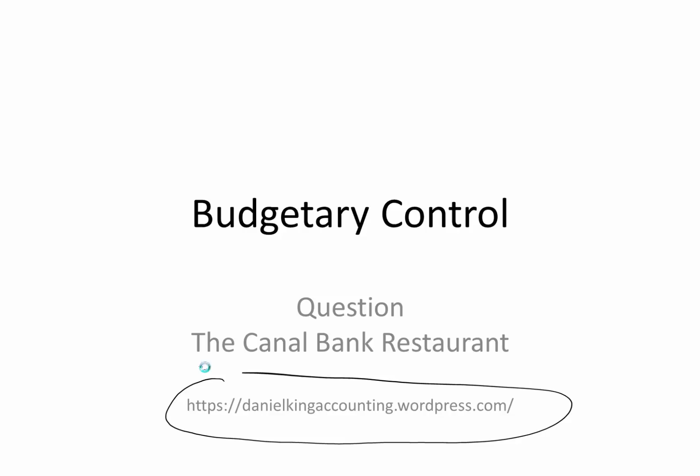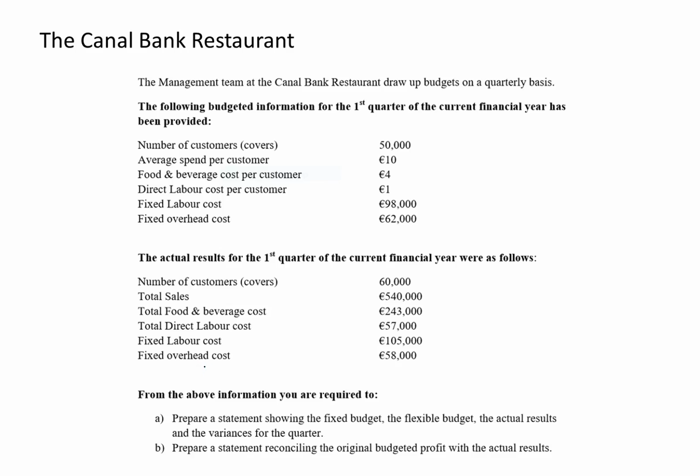Now, moving straight on to the question, the Canal Bank restaurant, that's what we're going to work on. So we'll start at the top here and work our way down through it, highlighting the key areas. The management team at the Canal Bank restaurant draw budgets on a quarterly basis, so for 3 months. The following budgeted information for the first quarter of the current financial year has been provided. And this is the budget information.